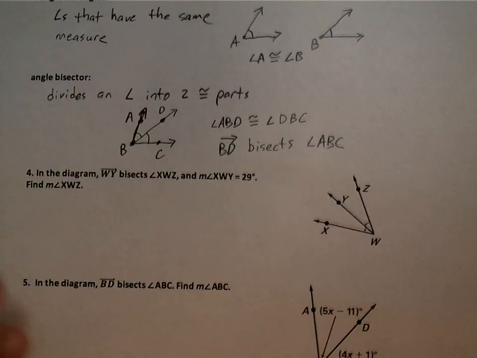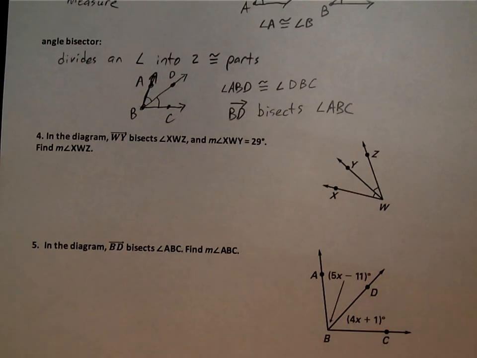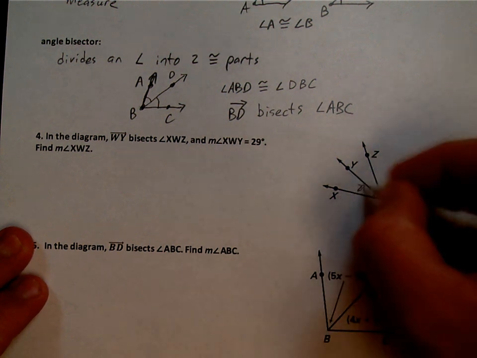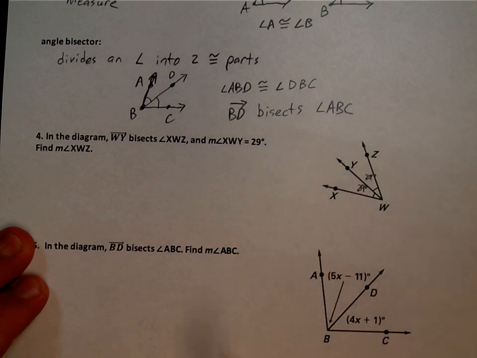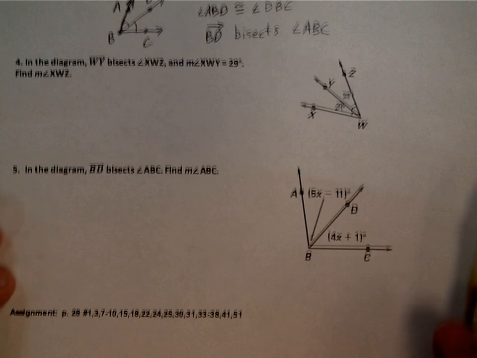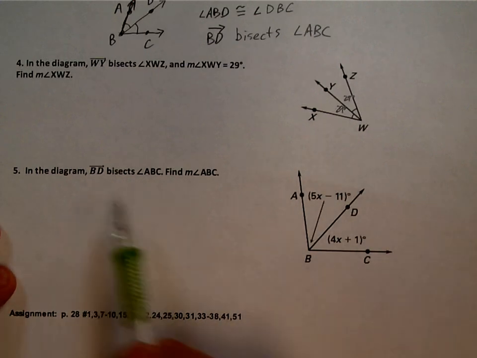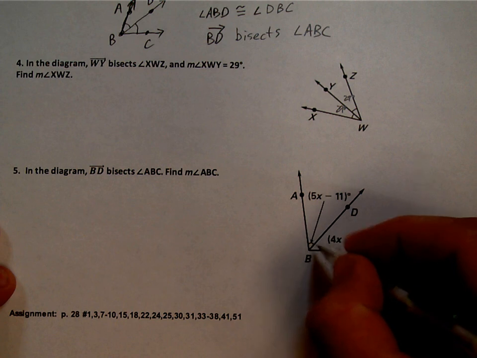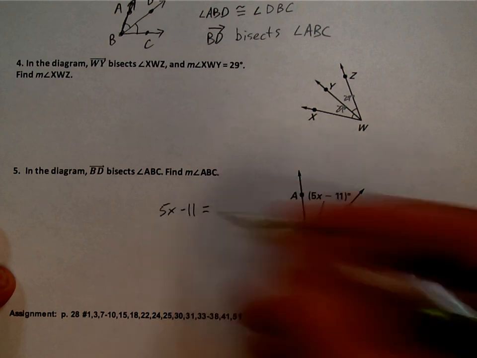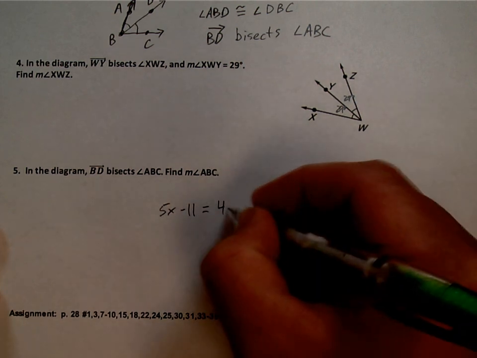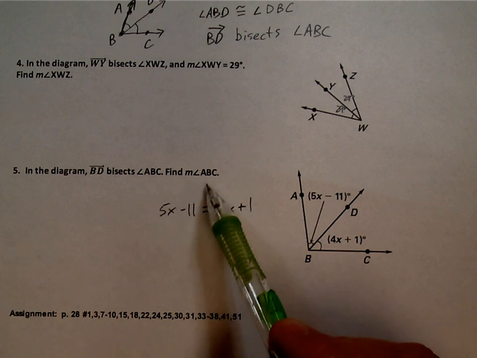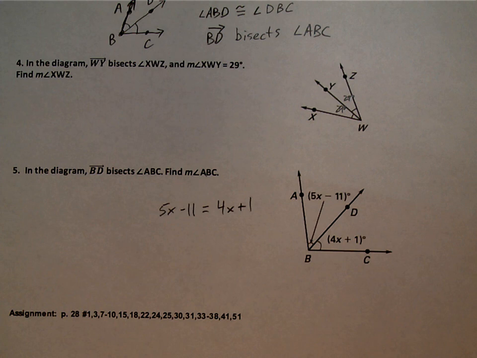And so now you can take a look at these problems and do them. XWY is 29 degrees. Right here we see that they're both 29 degrees. So now we should be able to find XWZ, the entire thing. We add them together. And number 5, we're told that it's bisected in the instructions, so that means these two things are congruent. Therefore, the algebraic expressions are equal. So you can set that up, and then you can solve that, and then you'll have to plug your x back in to find out what the measure of angle ABC is. And I will let you finish it from there.